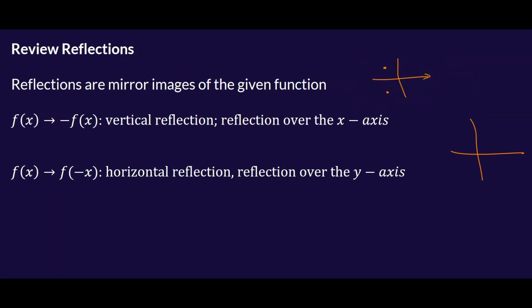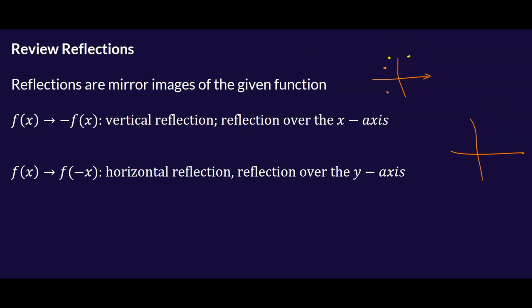Now, let me use a different color here so we can show it. If we had something like this, you can see that it's a left-right reflection, and your y-axis is the thing that separates the two of them. So this is considered a horizontal reflection, or a y-axis reflection.